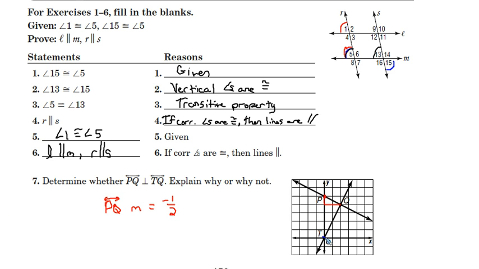TQ. Alright, TQ. To go from T to Q, I go up 1, 2, 3, 4, and then I go to the right 2. So for TQ, the slope is positive 4 over 2, and that reduces to 2 over 1. And if you look at these slopes, I got negative 1 over 2 and positive 2 over 1. Those are negative reciprocals, also known as opposite reciprocals. So yes, they are perpendicular. These two lines are perpendicular because the slopes are opposite reciprocal.